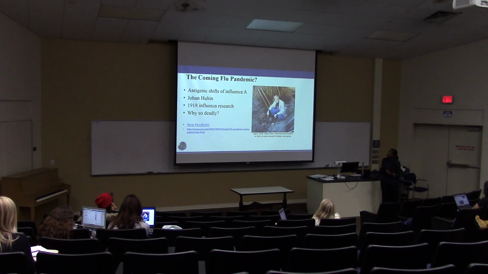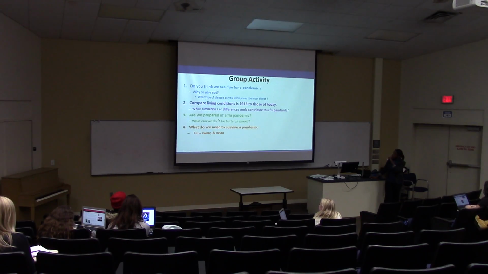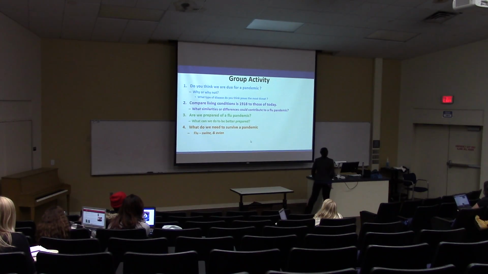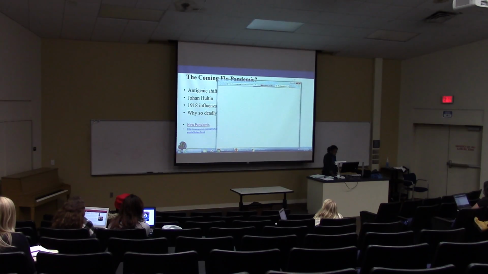So the coming flu pandemic. Antigenic shifts of influenza A, because the shifts are so rapid and so quick and so drastic, and we have different strains of HA and NAs, we're concerned about a coming pandemic. So the question is, are we prepared for a pandemic? And what would happen if one did happen? So what we're going to do is get into 4 groups, and each group will tackle one of these questions. And I want you to use information gathered from the article that you will read, in addition to just a bit of an intro here on this video.